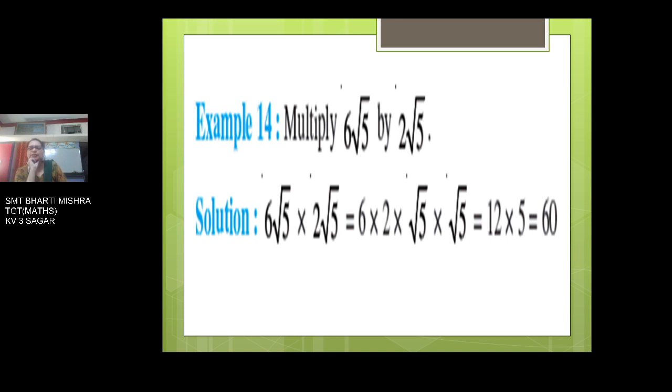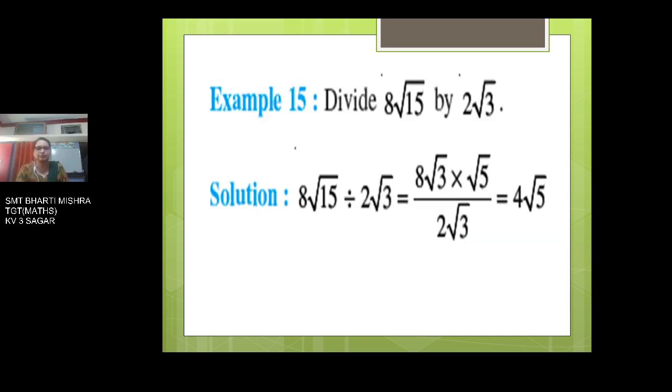So the resultant is 6 into 2 into root 5 into root 5. So 6 twos are 12, and root 5 into root 5 is 5. The reason is both have the common square root radical sign. So 5 into 5 is 25, and the square root of 25 is 5, and hence on using the laws of exponents, the result comes to be 5, and the answer is 12 fives are 60.